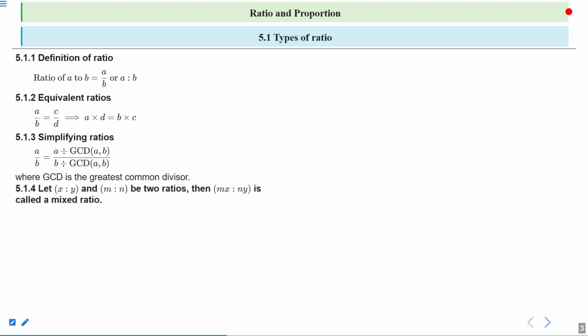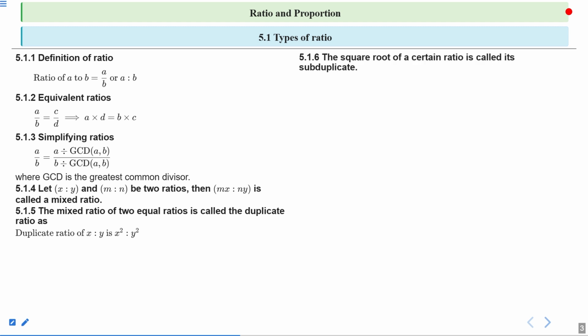Next one: let X ratio Y and M ratio N be two ratios, then M times X ratio N times Y is called a mixed ratio. The mixed ratio of two equal ratios is called a duplicate ratio. So the duplicate ratio of X ratio Y is X squared ratio Y squared. The square root of a certain ratio is called the subduplicate ratio. So the subduplicate ratio of X ratio Y is root X ratio root Y.